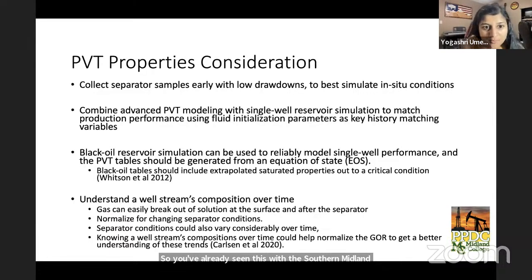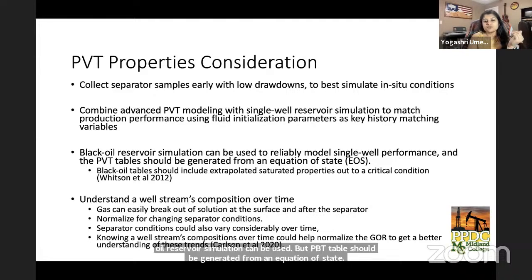But the PVT properties I would like for you to take away is that you collect separator samples with low drawdowns, and it's best to simulate in situ conditions. Combine advanced PVT modeling with single well reservoir simulation to match the production performance, using fluid initialization parameters as key history matching variables. Black oil reservoir simulation can be used, but the PVT table should be generated from an equation of state. And then you have to understand a well stream's composition over time.